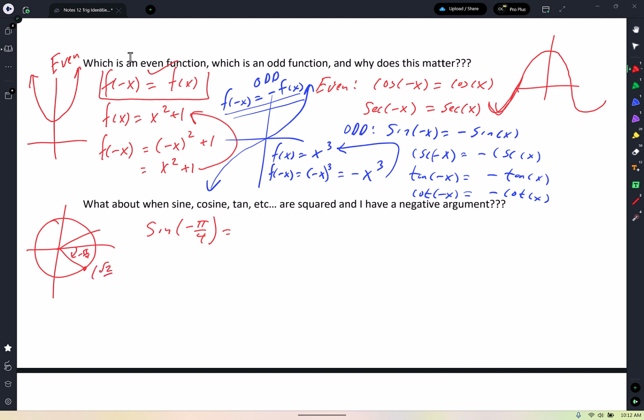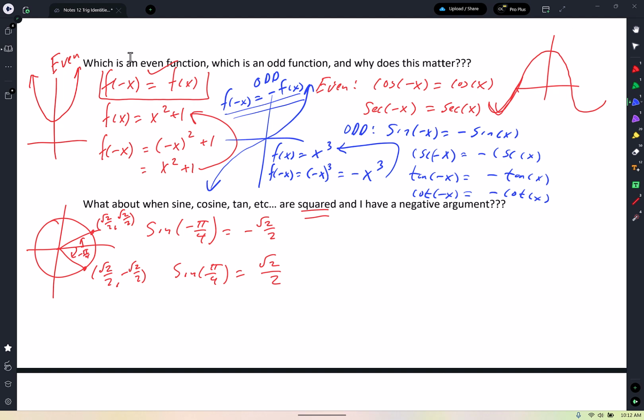Here it is, negative pi over 4. That is square root of 2 over 2, comma, negative square root of 2 over 2. And then that pi over 4, that's square root of 2 over 2, comma, square root of 2 over 2. And I'm talking about when it's squared. So sine of negative pi over 4 is negative square root of 2 over 2. And then sine of pi over 4 is square root of 2 over 2. And I know what you're saying, you said it doesn't matter whether I have a negative argument. I haven't squared it.